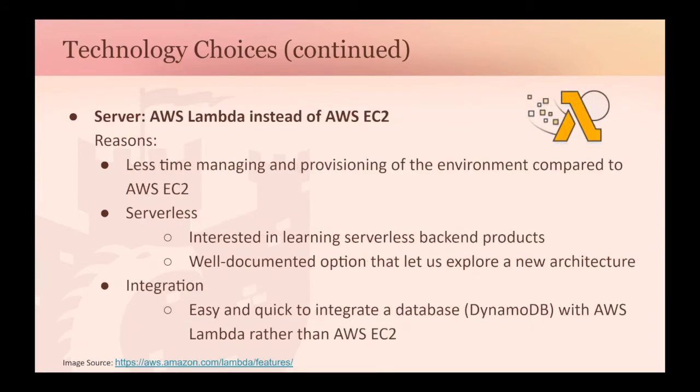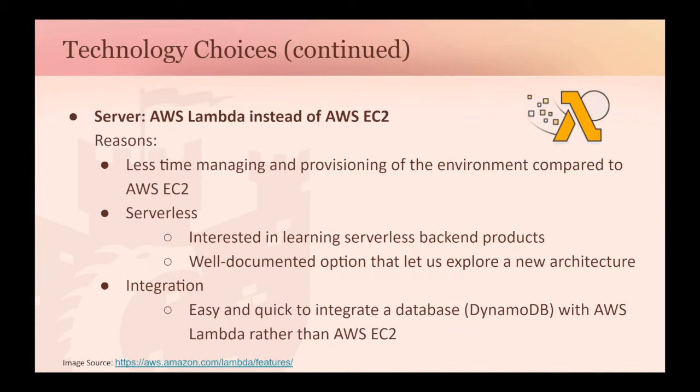So in terms of our server, we chose AWS Lambda, which is a serverless compute service provided by Amazon AWS. Instead of managing servers, Lambda lets you upload code that runs automatically as a response to events such as HTTP requests via Amazon API Gateway, which is another technology, but I'll talk about it later.